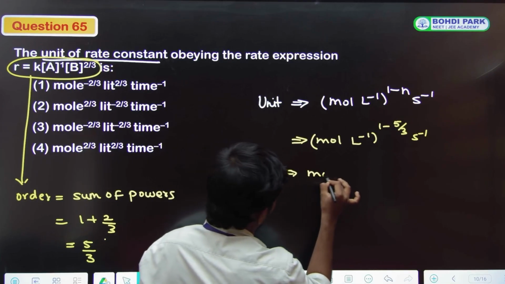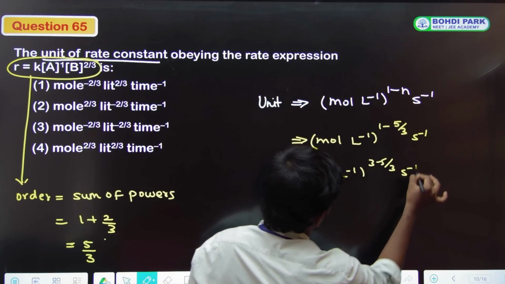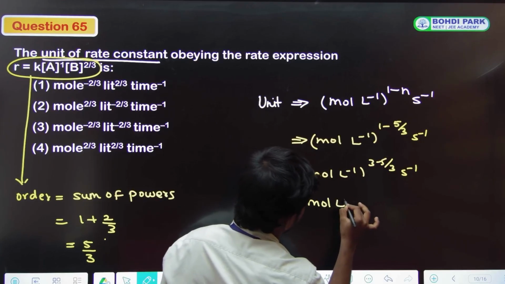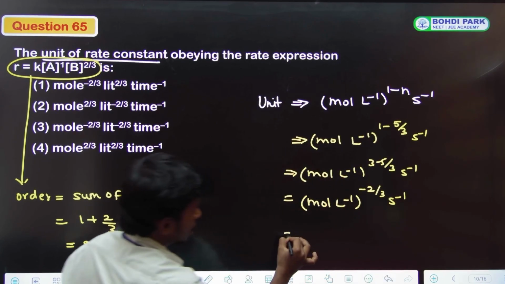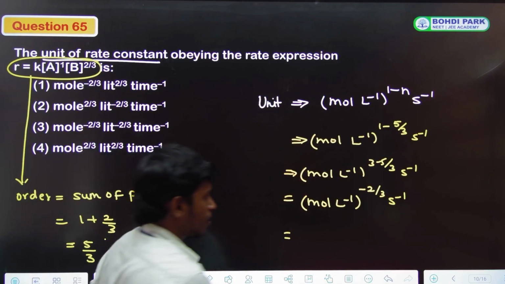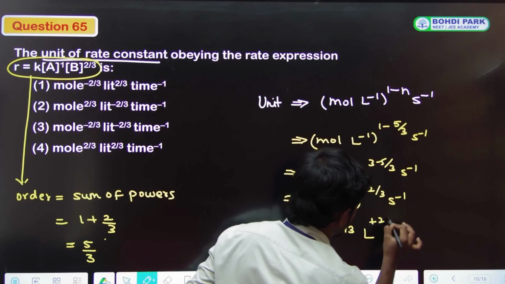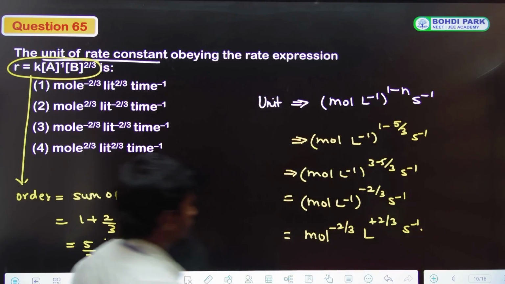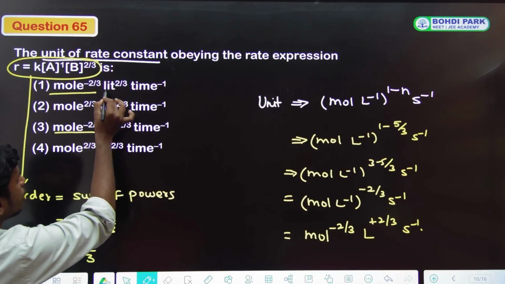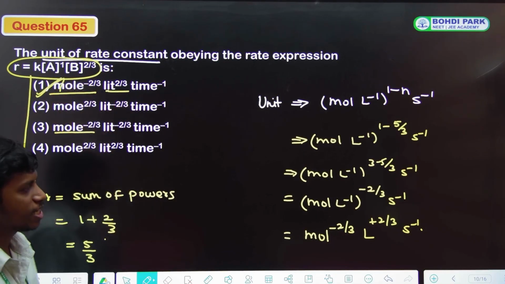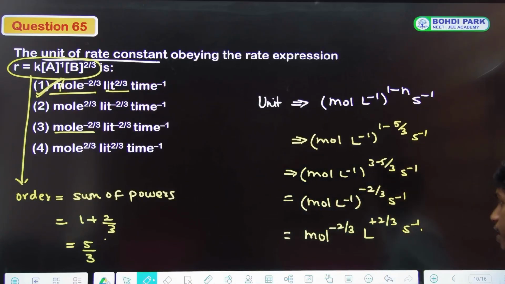So we can write mole per liter power 3 minus 5/3 per second. அப்போ mole per liter power minus 2/3 per second வரும். ஸோ நம்ம powers ஐ multiply பண்றோம் அப்படின்னா, mole power minus 2/3 liter power plus 2/3 per second will be my answer. இது correct ஆ பாருங்க. Mole power minus 2/3 liter power plus 2/3. So option A will be our correct answer. Second க்கு பதிலா time கொடுத்துருக்காங்க. ஓகே, time inverse. Option A will be our correct answer.